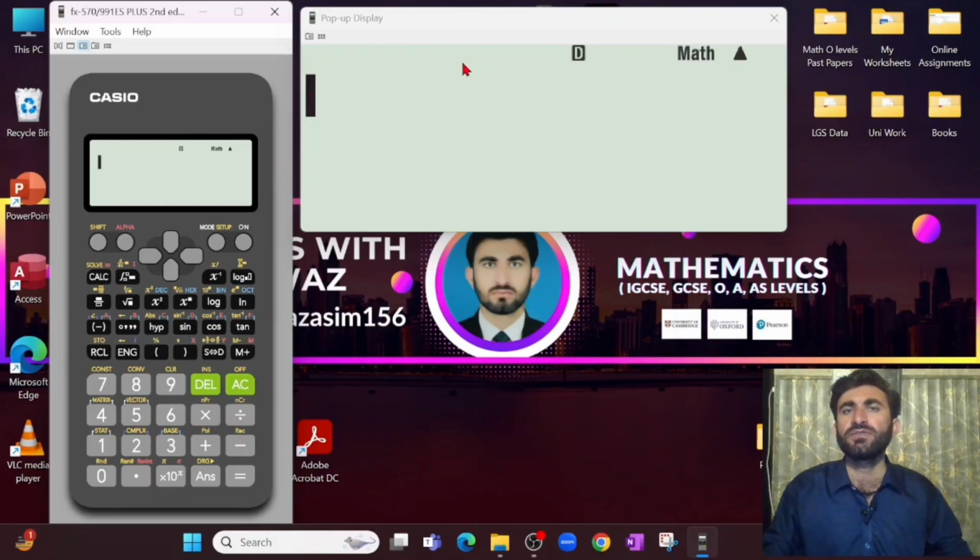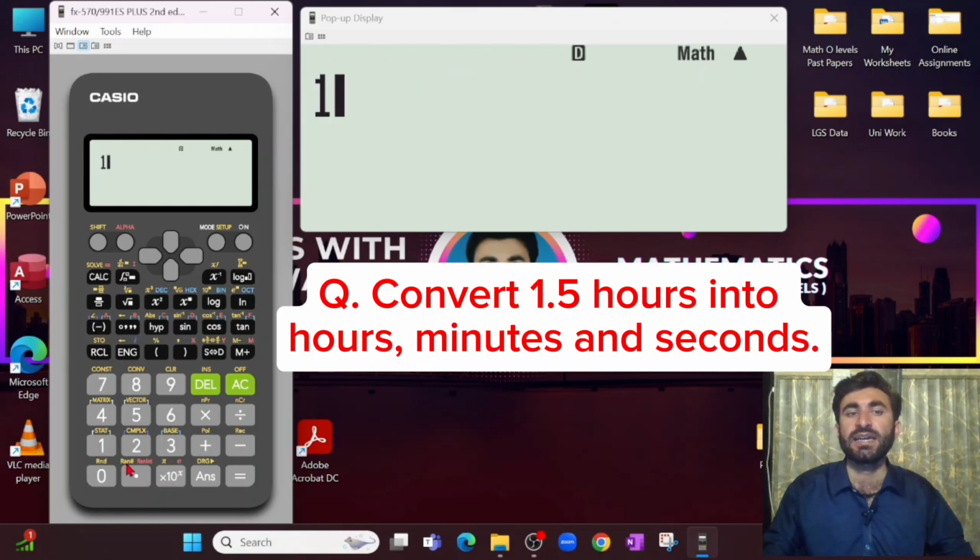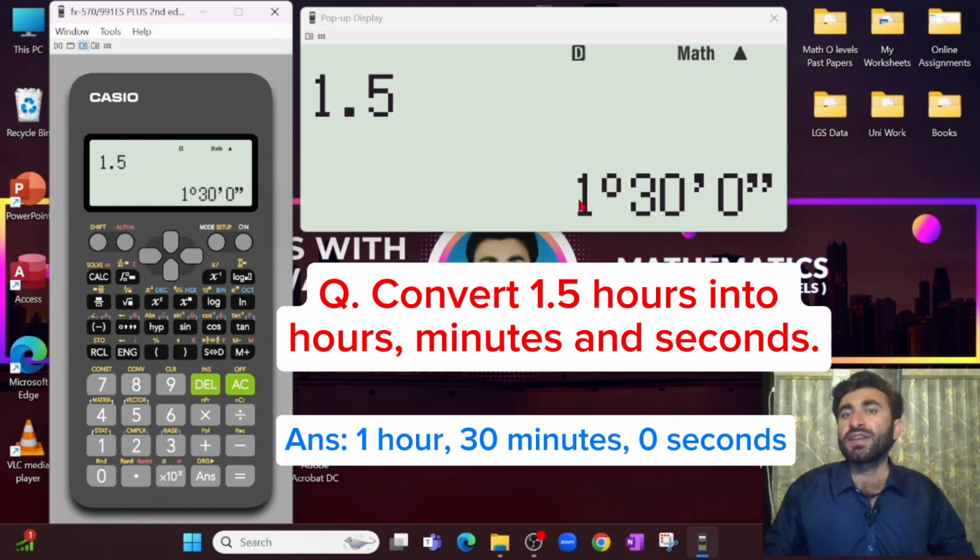In order to convert the decimal value of hours into hours, minutes, and seconds, follow this procedure. First, write the decimal value, just like I have taken 1.5 hours, and I want to convert this into hours, minutes, and seconds. So press the second button in the third row from the left side where it reads the degrees-minutes-seconds symbol. So it is 1 hour 30 minutes 0 seconds.